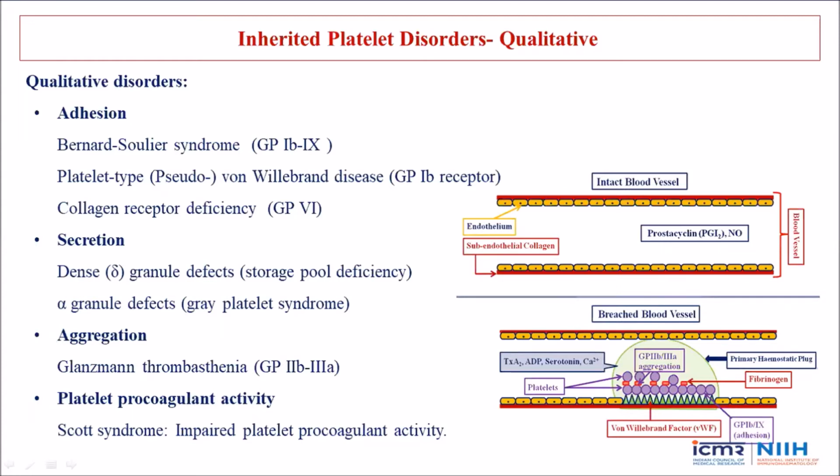Then comes lastly, a very rare condition, platelet procoagulant activity, like the platelet factor 3 we saw yesterday, which is called Scott syndrome. It is a very rare phenomenon, but the problem is with impaired platelet procoagulant activity. So these could be the qualitative problems and the different areas where they can be located.